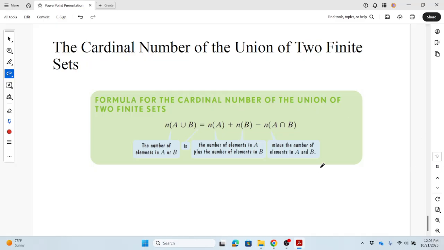We can use this formula for finding the cardinality of A union B, which is the number of elements in A or B, or both. It is equal to the number of elements in A plus the number of elements in B minus the number of elements in their intersection.